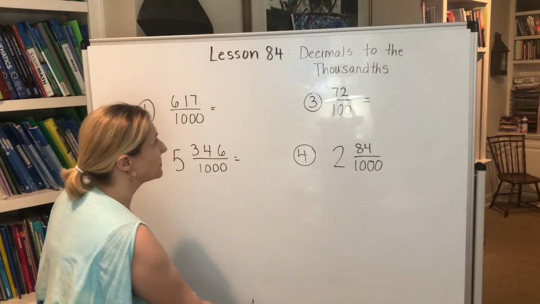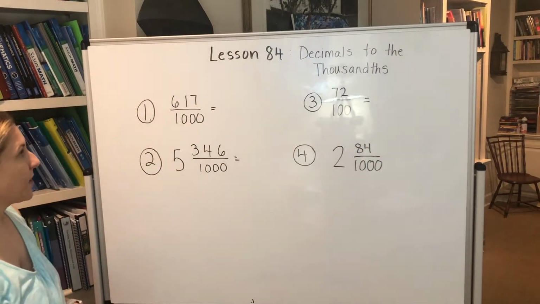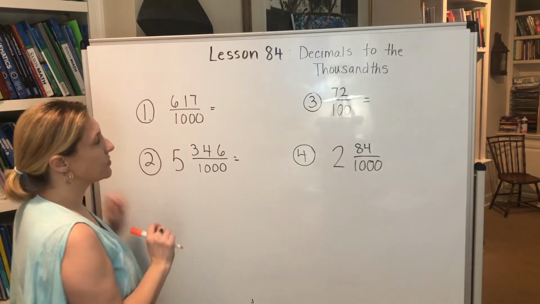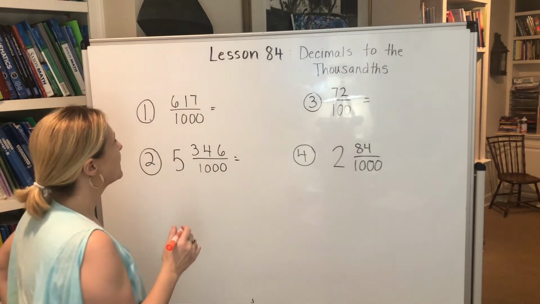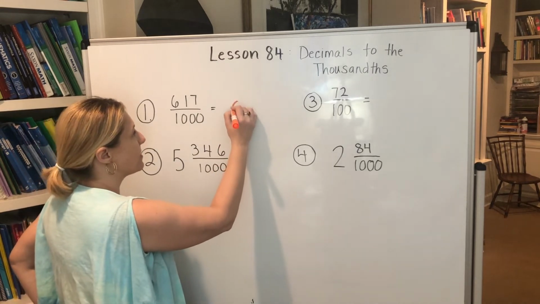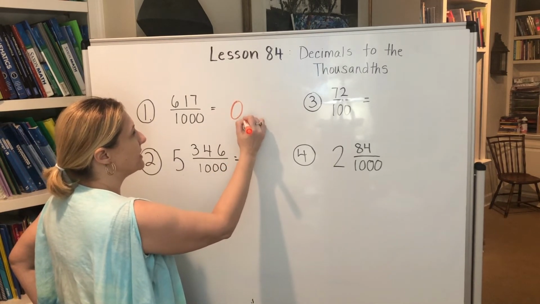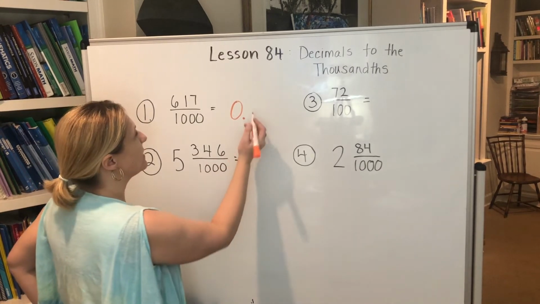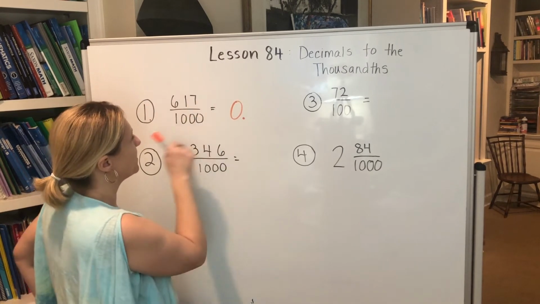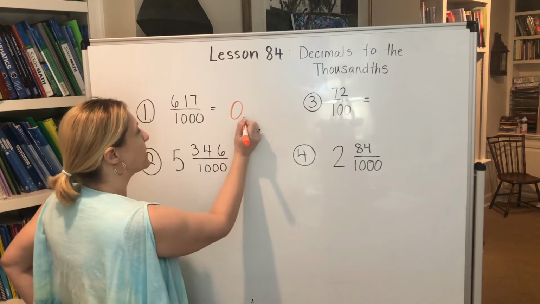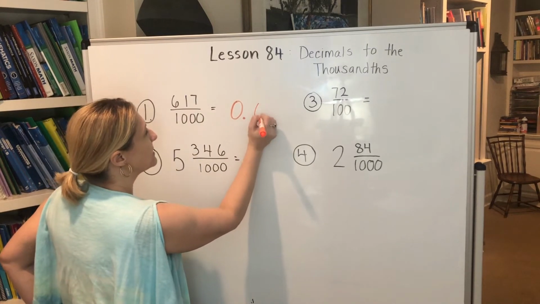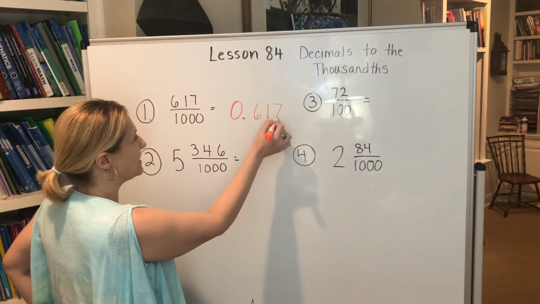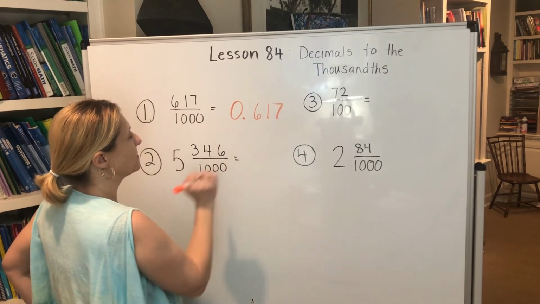Take a look at the lesson practice for 84. The first one we have is 617 thousandths. So we will write that number as 0 whole numbers. We don't have any whole numbers in this. This is just a fraction, which means less than 1. So we have to put our 0.617. The last number has to end in the thousandths column.